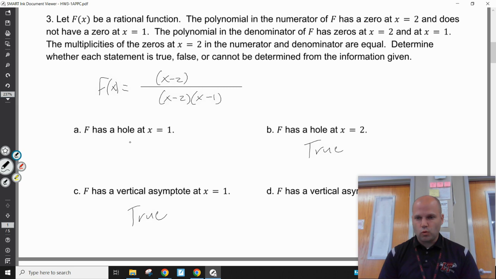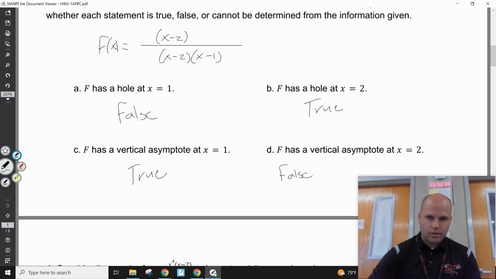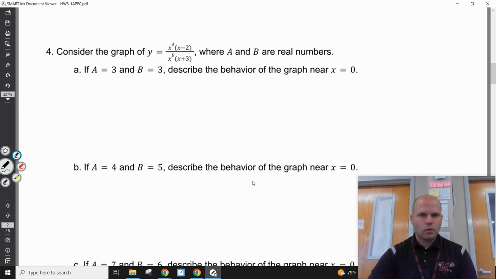The hole at x equals 1 is false, as long as they're telling me all of the zeros of the numerator. And they're telling me we don't have a 0 at x equals 1, so that's definitely false. The vertical asymptote at x equals 2, that's false. As the multiplicities being the same, we won't have a number over 0. Even if the multiplicities were different, we'd still have a hole because of the 0 over 0. Cool.